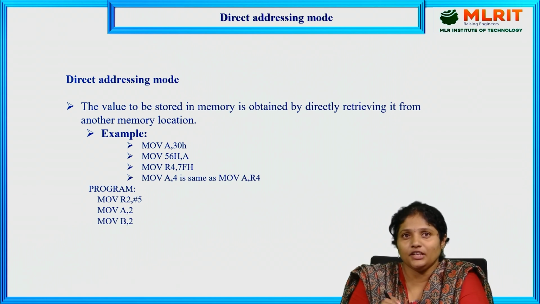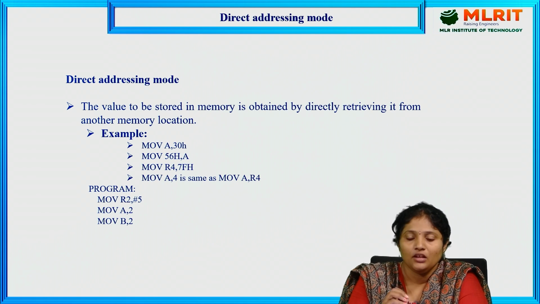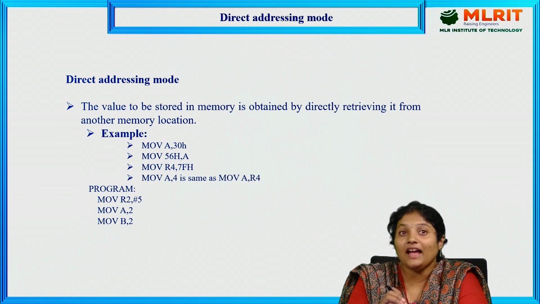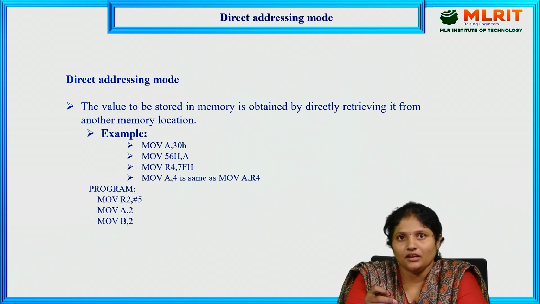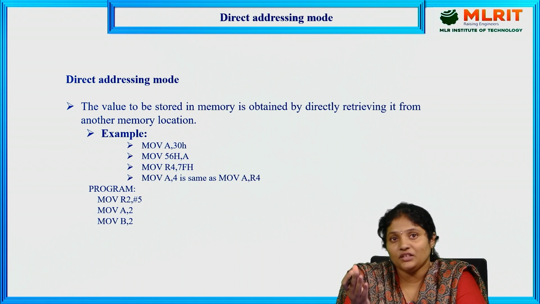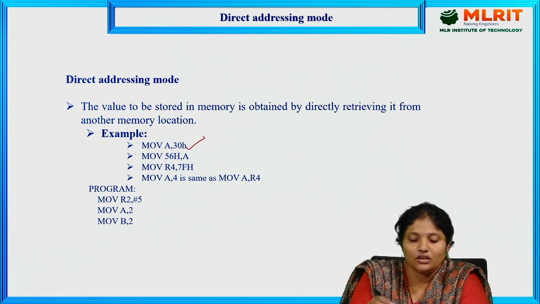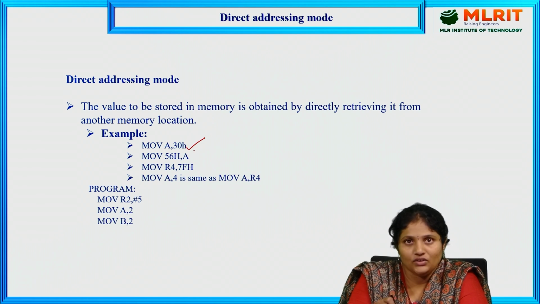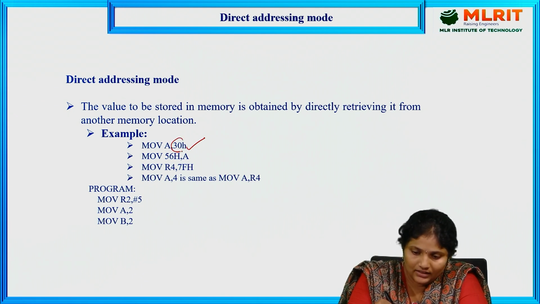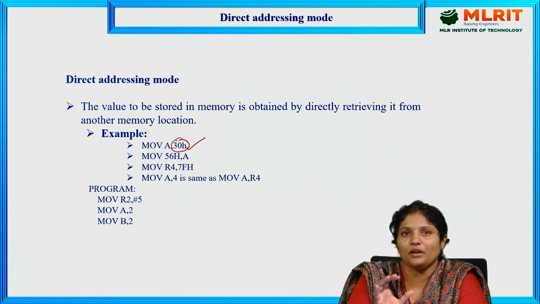Yes, the direct addressing mode means the value to be stored is obtained by directly retrieving it from another memory location. In this addressing mode, the instruction holds the address, the pointer, to specify the data in memory. Suppose in this instruction, MOV A, 30H. Here I didn't mention any hash before 30, so it is not raw data. If we don't mention anything, it will be considered as the address of a memory location.